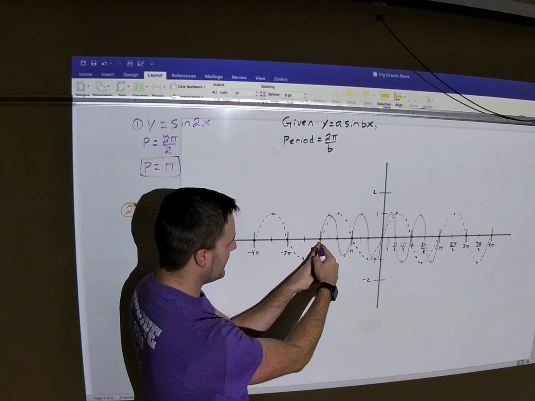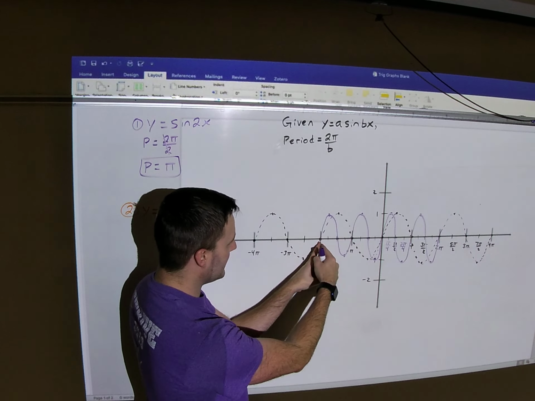So 1 times 3 is 3. So we have 4 tick marks in this period. We have, starting from my origin, my midline, we have 1, 2, 3, 4. That is going to be 1 period. So this is going to be twice as long as my parent function, or I'm sorry, it's going to take half the distance of my parent function.